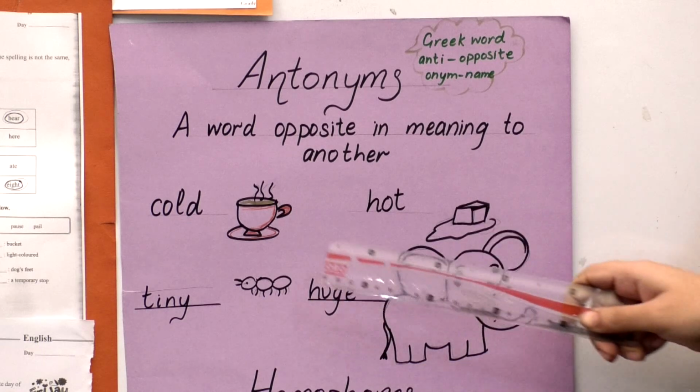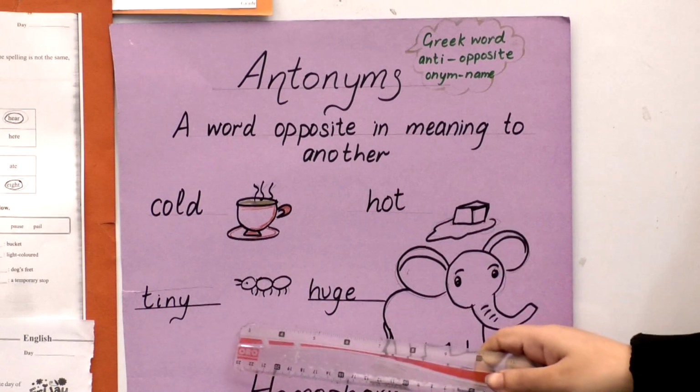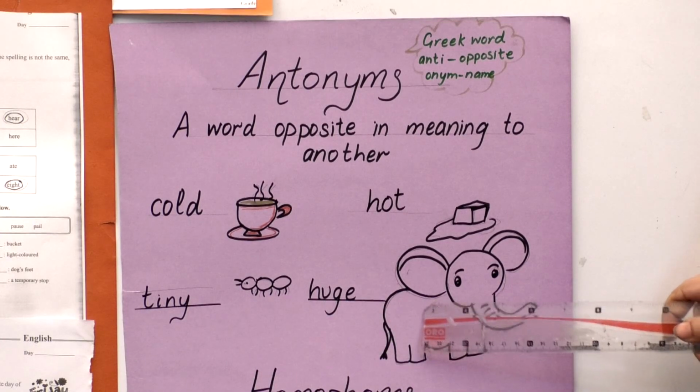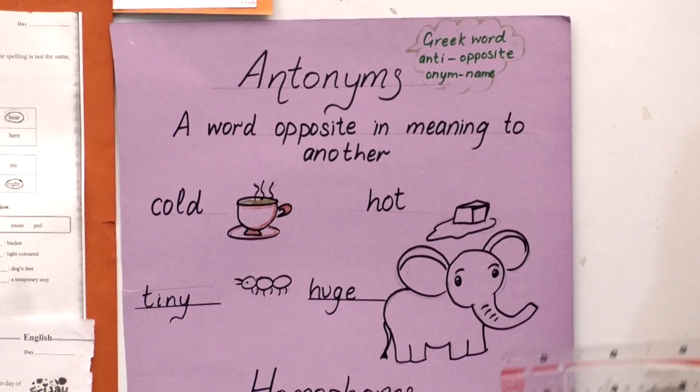For example, cold, its opposite is hot. Tiny, its opposite is huge. Every word in this world has its opposite.